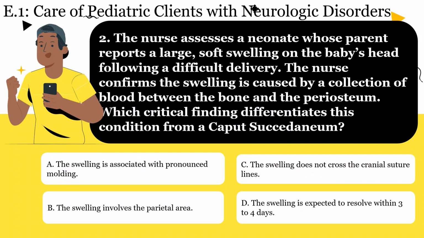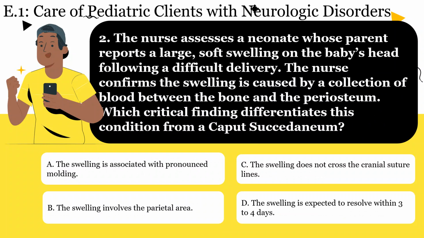A. The swelling is associated with pronounced molding. B. The swelling involves the parietal area. Letter C. The swelling does not cross the cranial suture lines. Or letter D. The swelling is expected to resolve within 3 to 4 days.